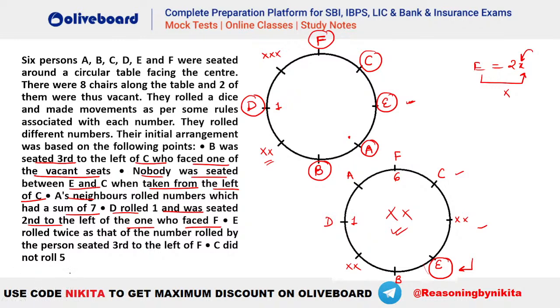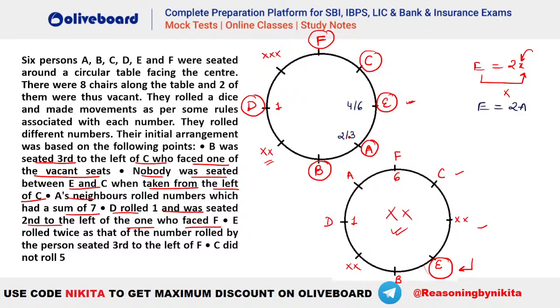We know that E has to roll twice of A. As per this information, E is equal to twice of A. You can see that D is 1. So 1 is not a possibility for A. That means A should be either 2 or 3, right? A has to be either 2 or 3. And similarly, E has to be either 4 or 6. E has to be either 4 or 6.